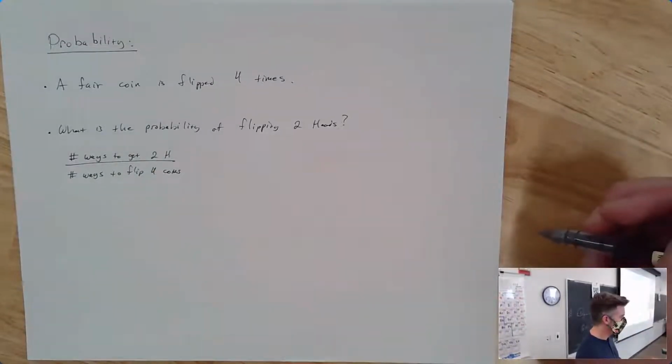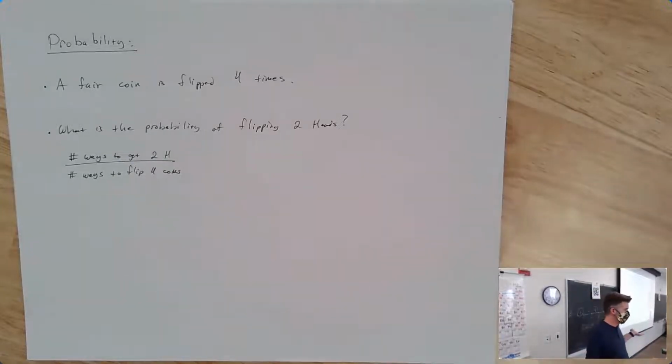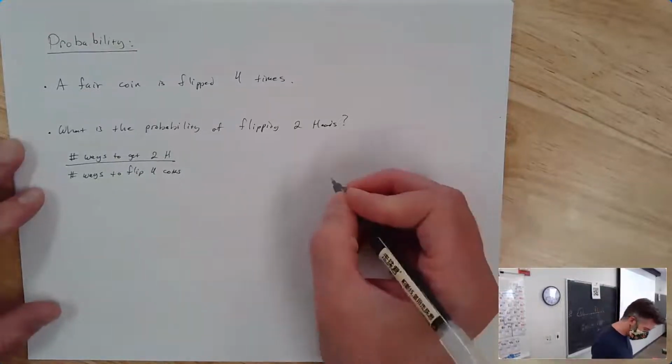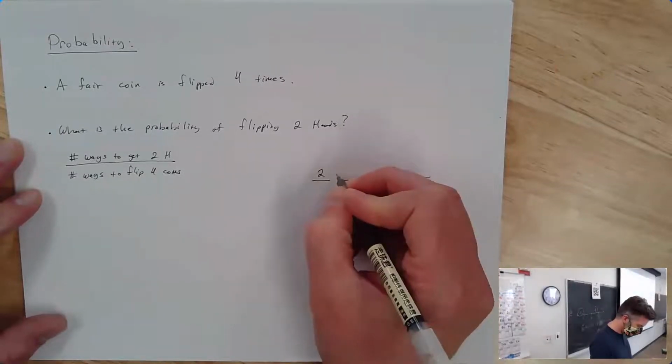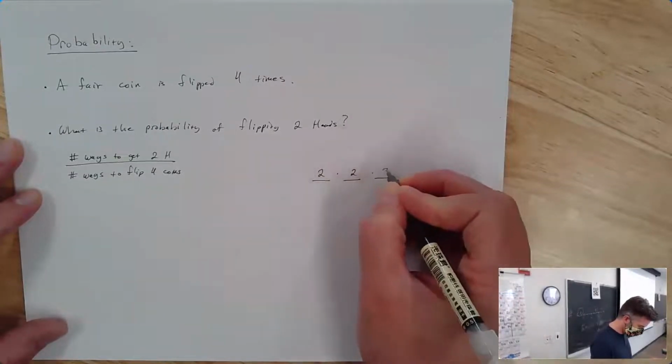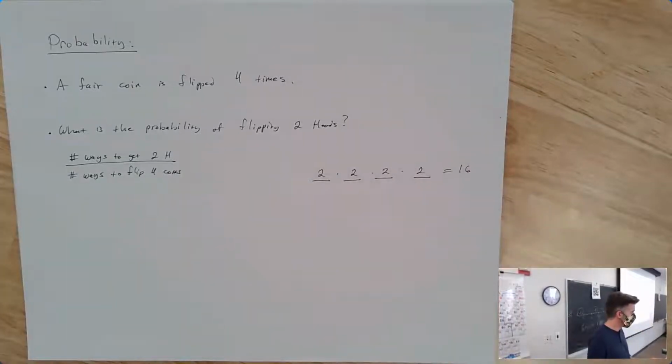So how many ways can we flip 4 coins? Well, every flip, there's 2 choices or 2 possibilities. You either flip the tail or a head. So for flipping 4 coins, there's 2 times 2 times 2 times 2 possibilities. We're going to list them all out in a second, but I don't want to right now.